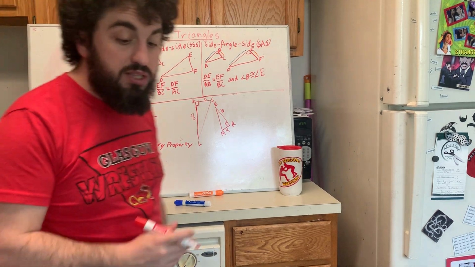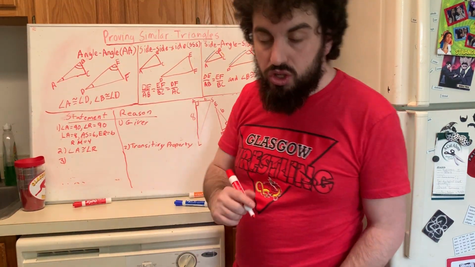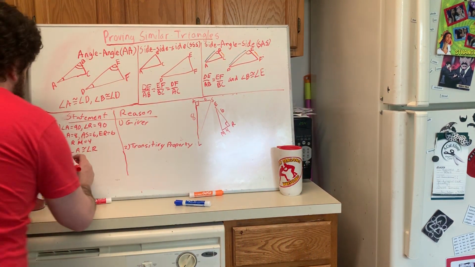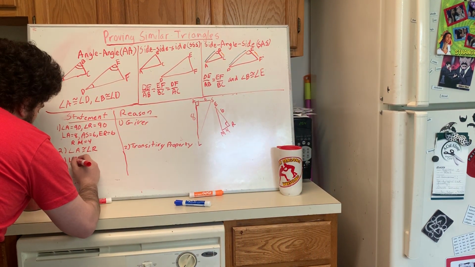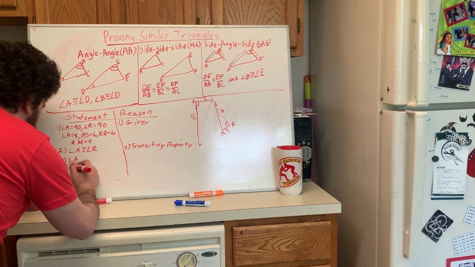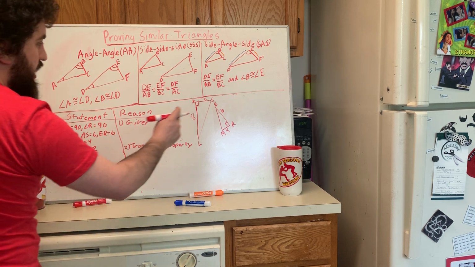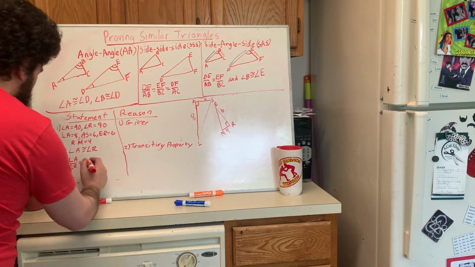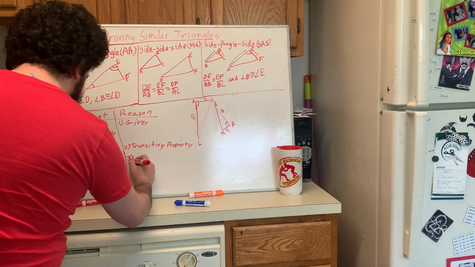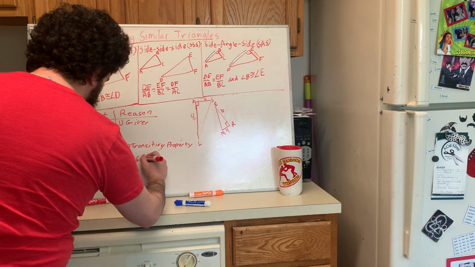Now I'm going to start looking at side ratios. I'm going to start with AL, or LA, over, that matches up with ER. So that is 8 over 6, which reduces to 4/3. Rationale, this is a side ratio.